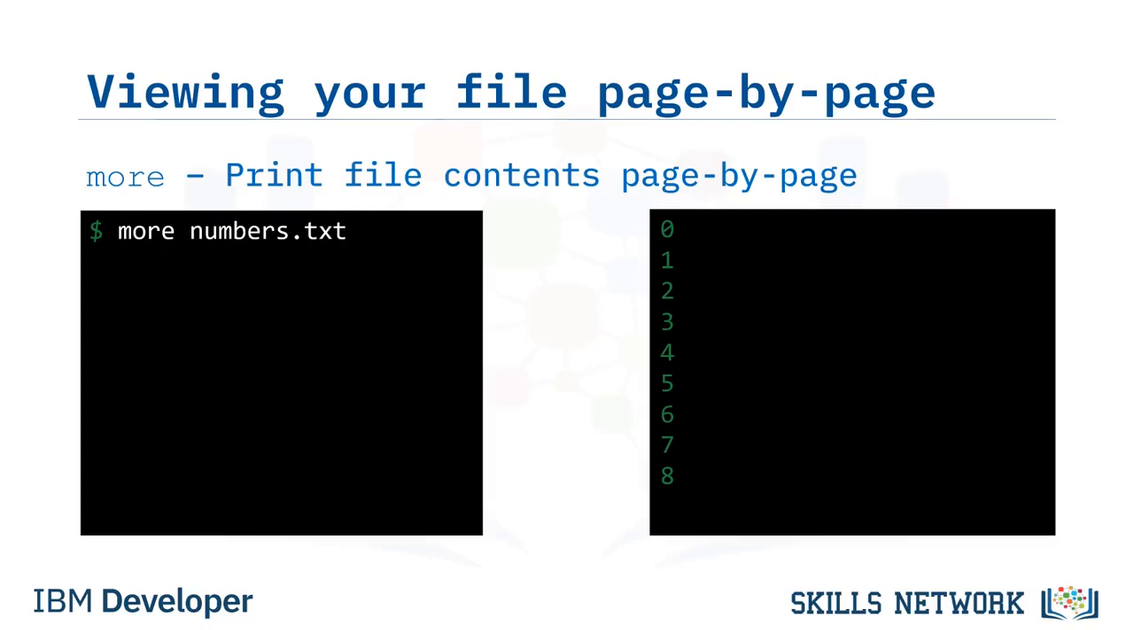By page, we just mean the current terminal window. If you expand your terminal window vertically, you also increase the page size. And when you click the spacebar, you will see the next page, which displays the numbers 9 through 17. Entering q quits the more program and returns you to the command prompt.